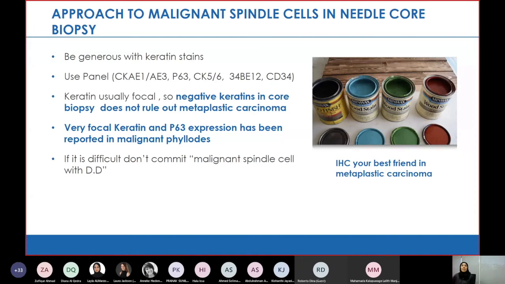So if it's a challenging case, don't commit yourself; just mention that this is a malignant spindle cell lesion with a differential diagnosis. Discuss the case with your colleague, and I believe it's fine with them since they know it's a malignant spindle cell lesion. They have to assess the axillary lymph nodes anyway.